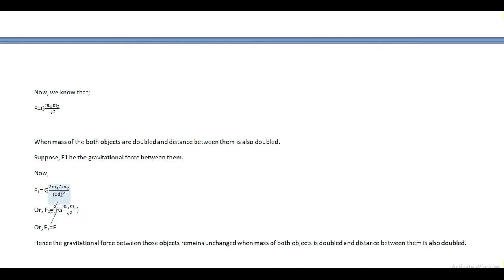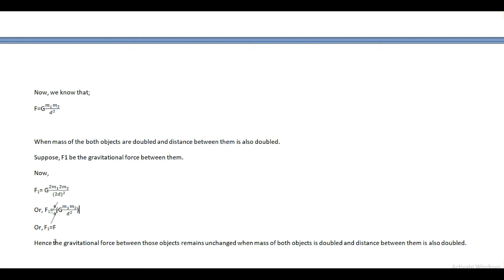In the place of 2d square here will be 4d square, because here is 2d whole square, so in the denominator also we obtain 4. Here we obtain 4 upon 4, and then bracket G m1 into m2 by d square, and you know 4 and 4 will be cancelled. Then here we just obtain G m1 into m2 by d square, and in the place of G m1 into m2 by d square we can write F.